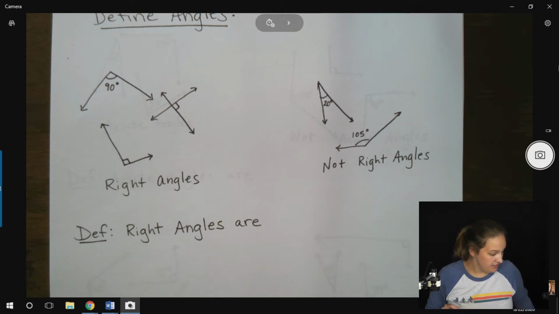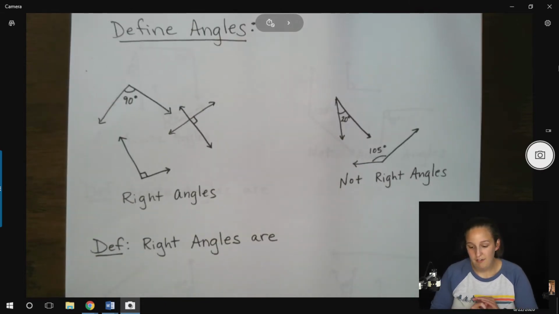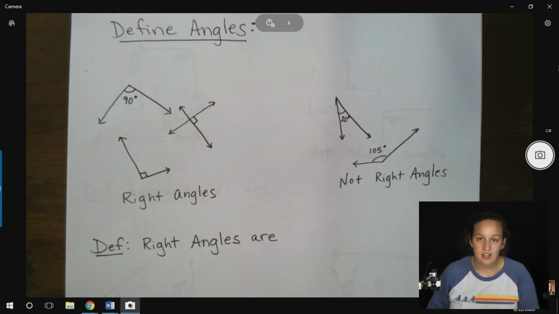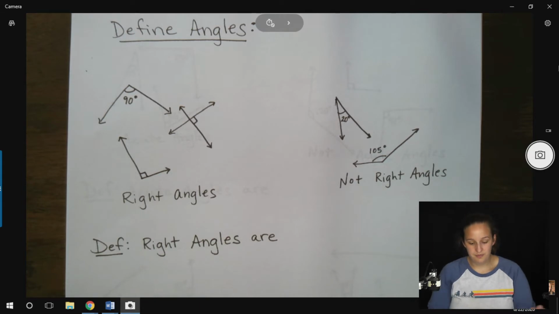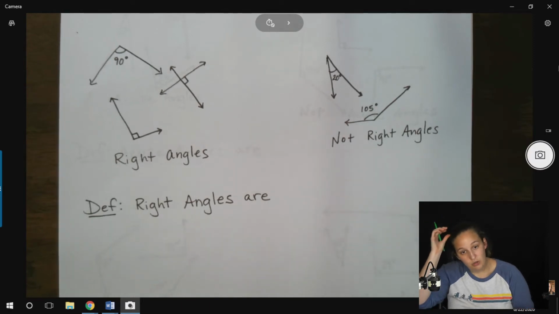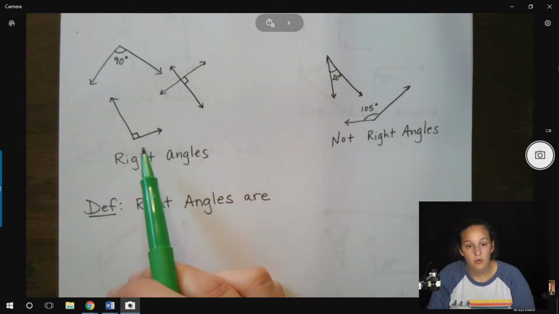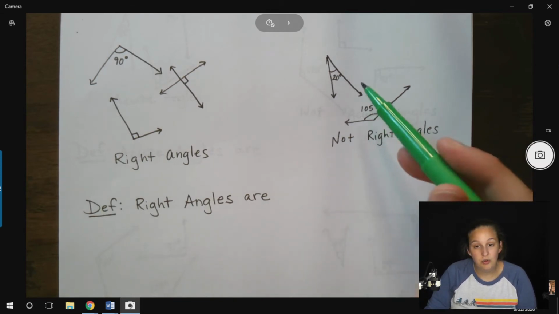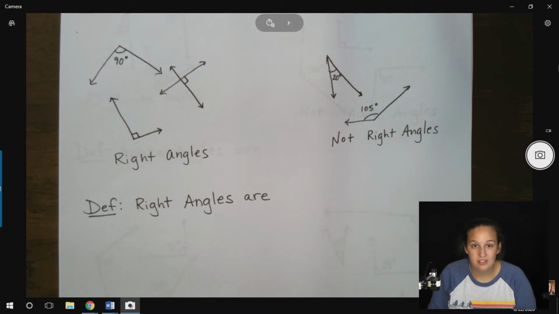All right, so in this case, if I want to define different types of angles, there are three main types of angles: right angles, acute angles, and obtuse angles. Before I even tell you what those are, I want you to look at these definitions. If I told you that these three were examples of right angles, and these two were not right angles, what would your definition be?